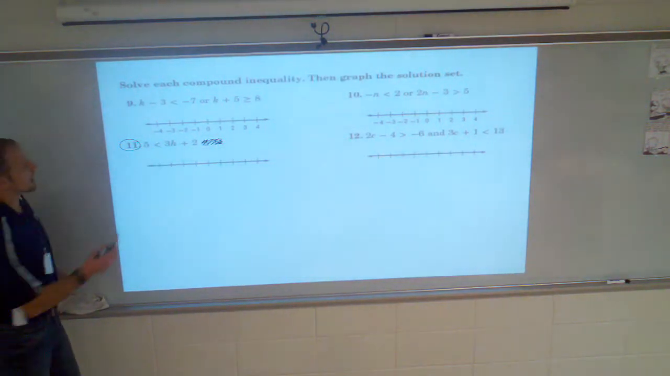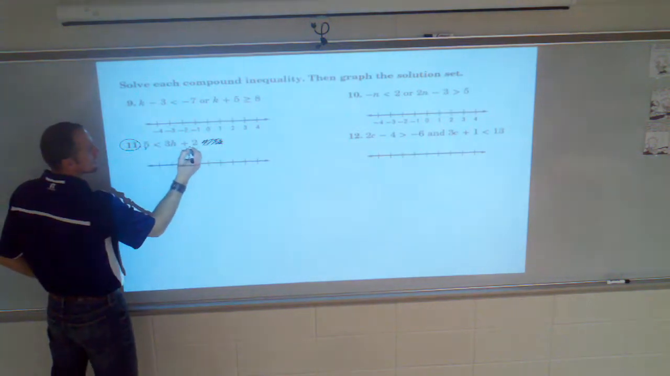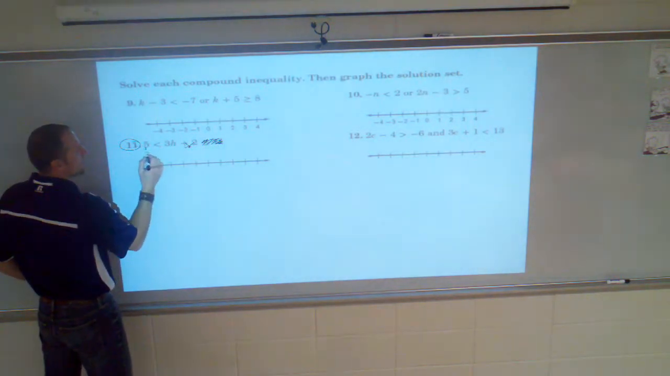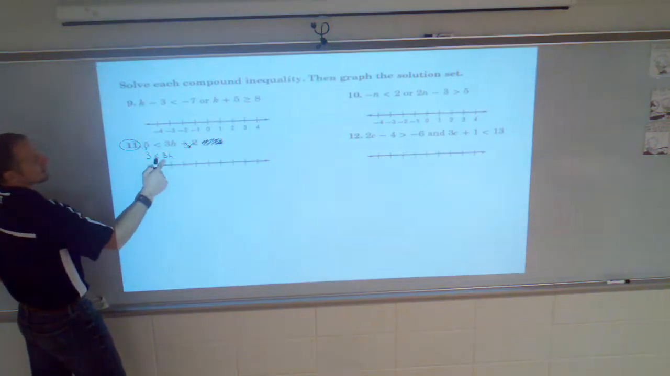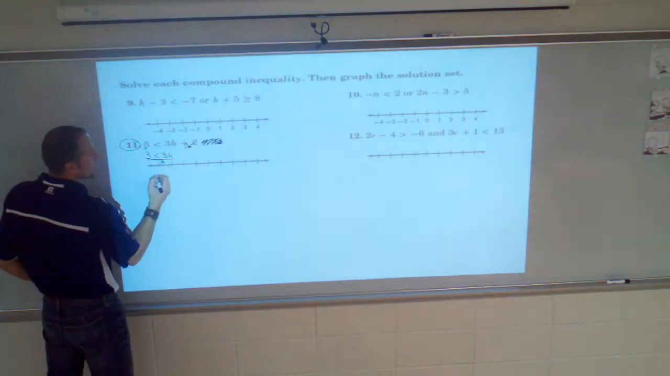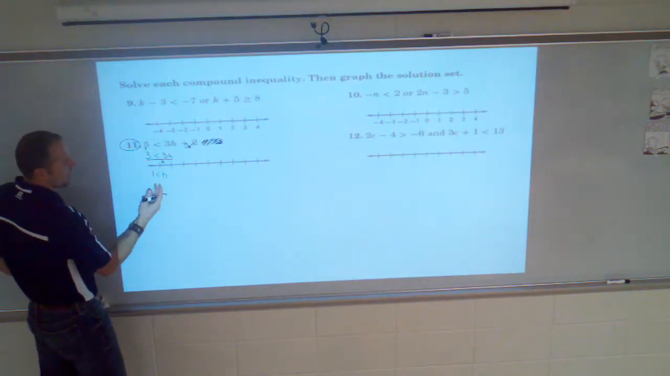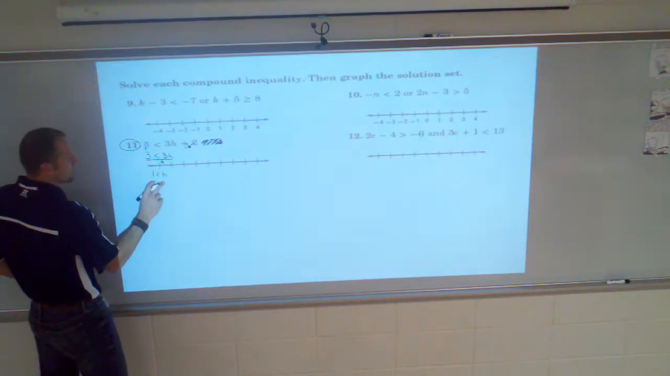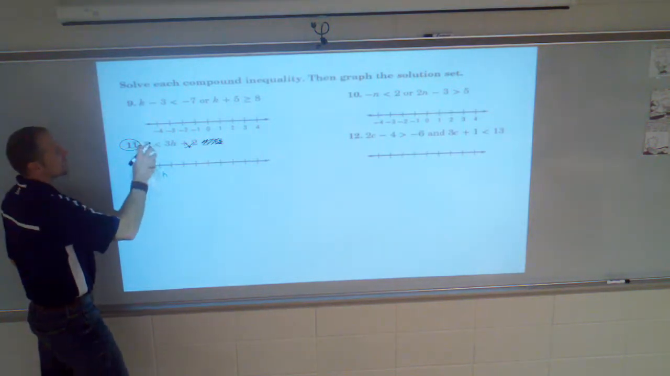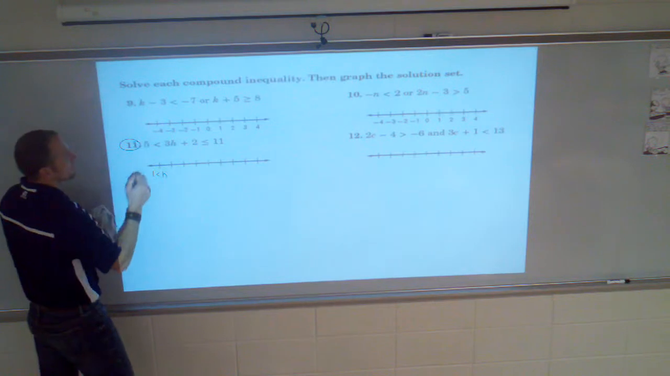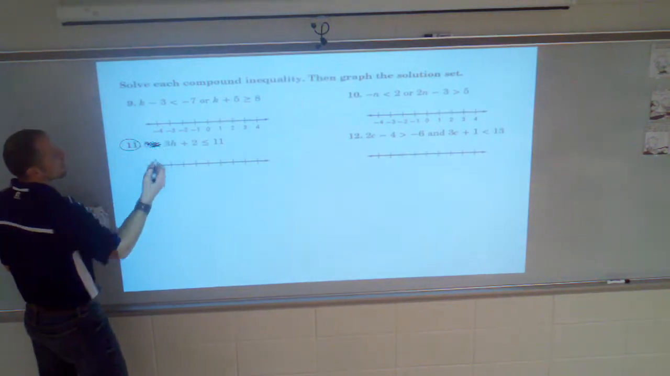First step, subtract 2. So now I've got 3 is less than 3h. Next step, divide by 3. And I'm going to get 1 is less than h. So now I need to flip, actually I'll keep it right there. 1 is less than h. Alright, now come over here and ignore this one.